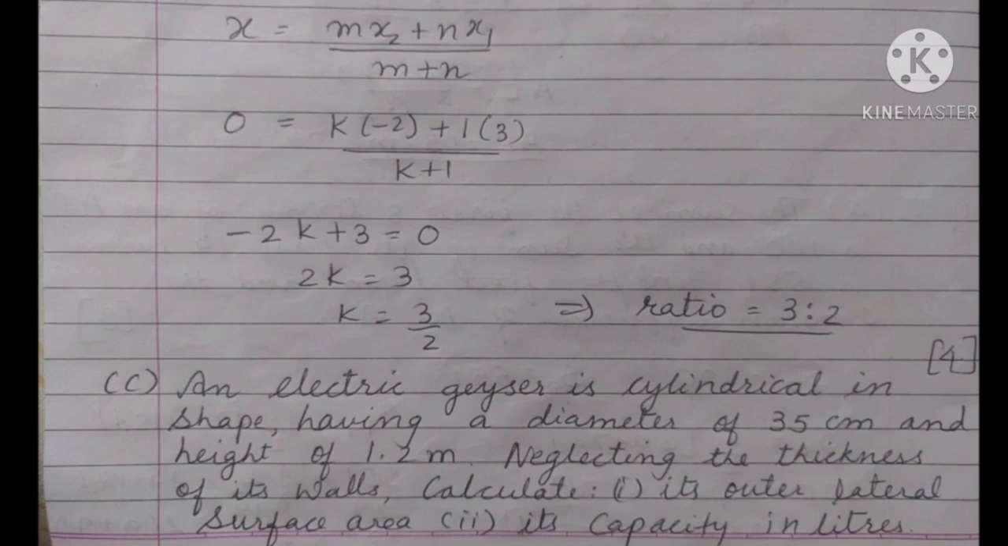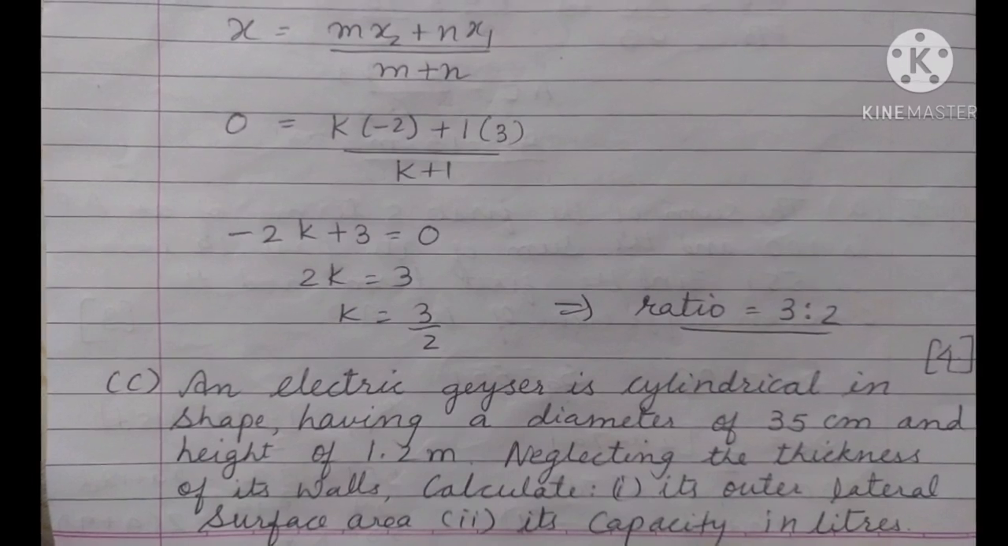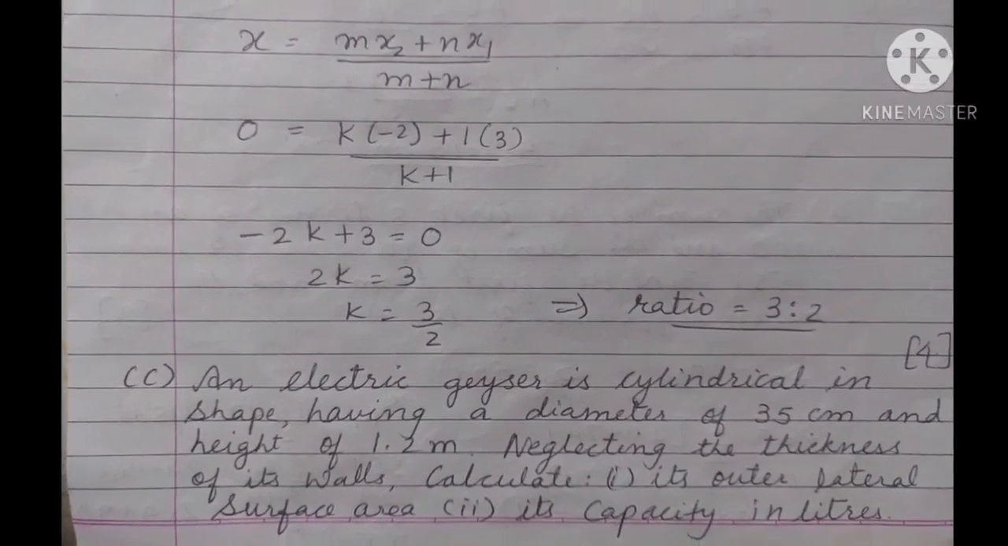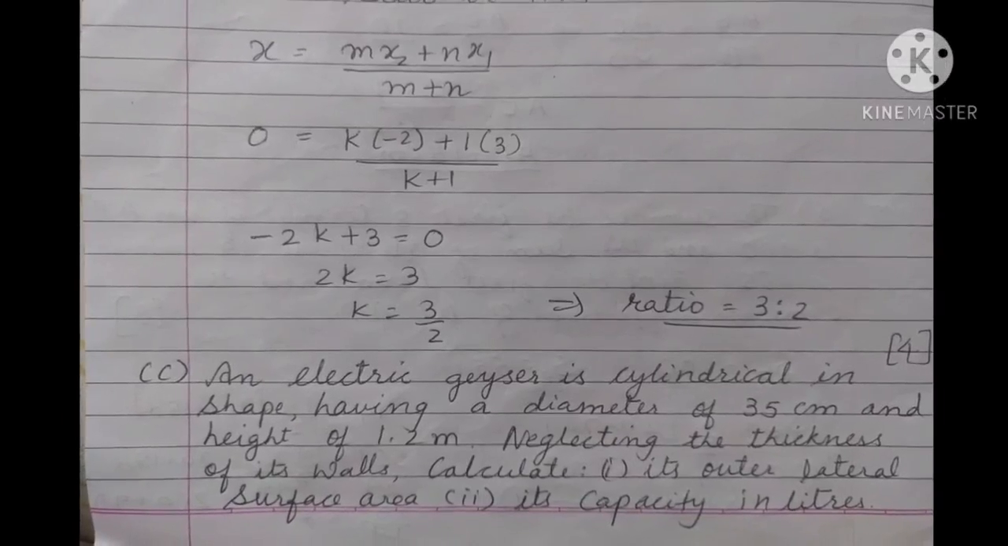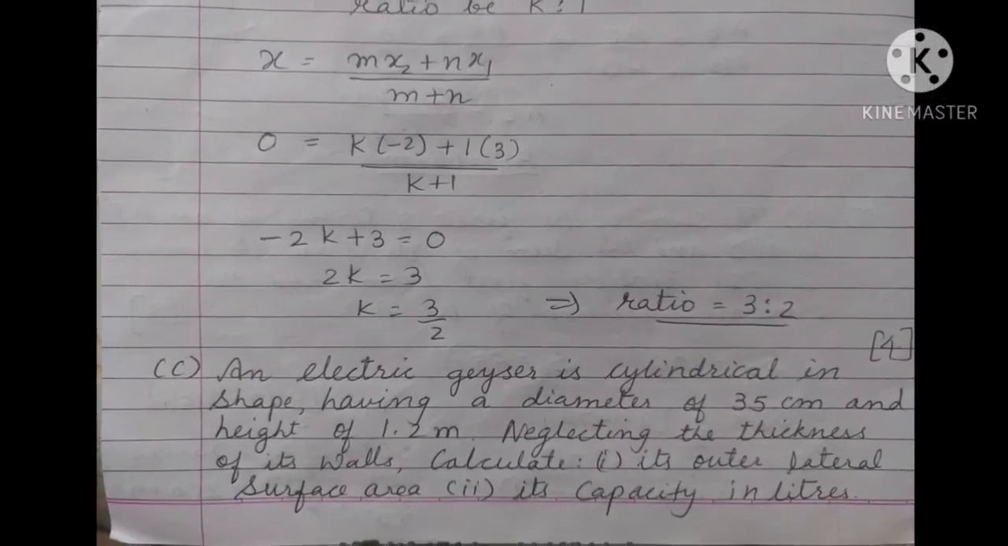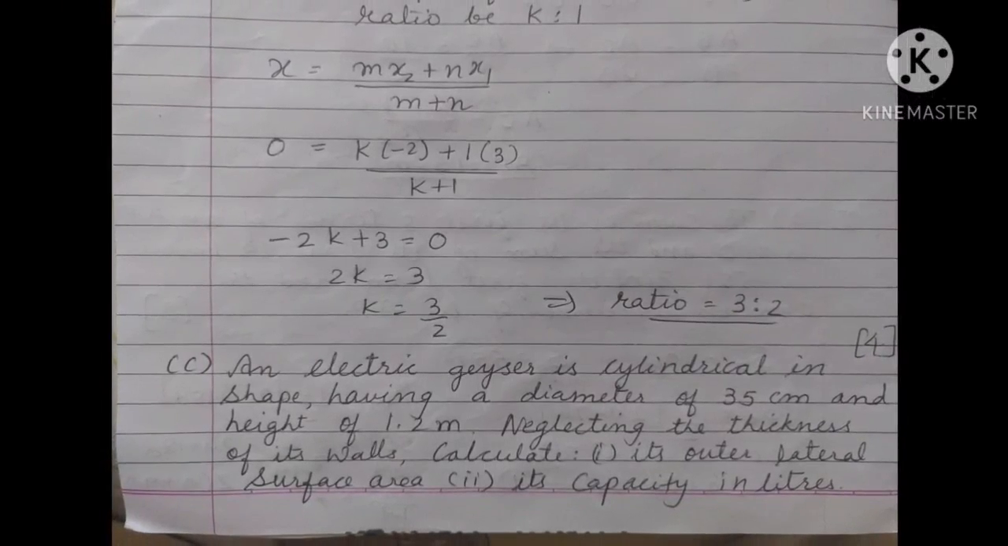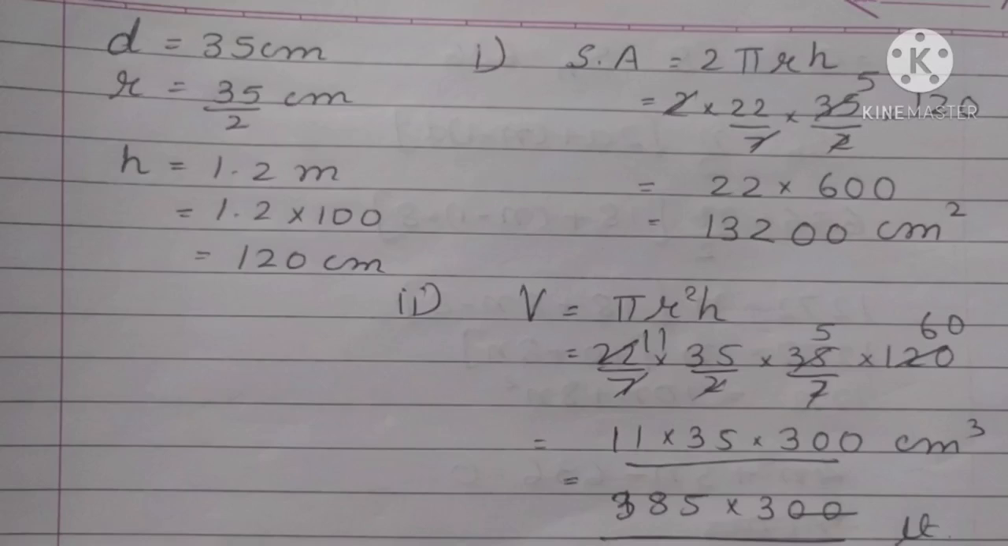Question C. An electric geyser is cylindrical in shape, having a diameter of 35 cm and height of 1.2 meter. Neglecting the thickness of its walls, calculate first its outer lateral surface area and second its capacity in liters. This is a 4 mark question.